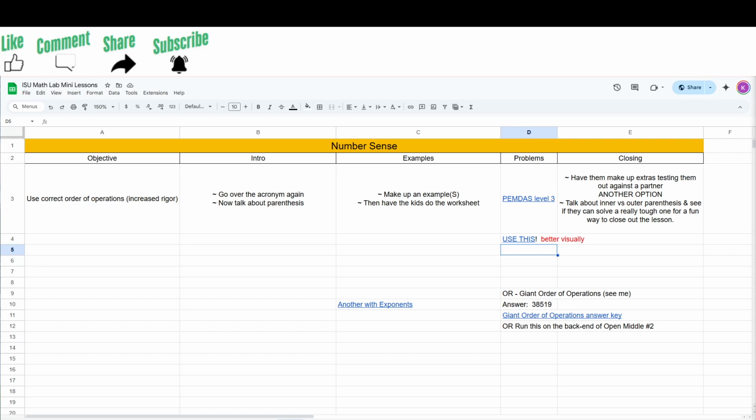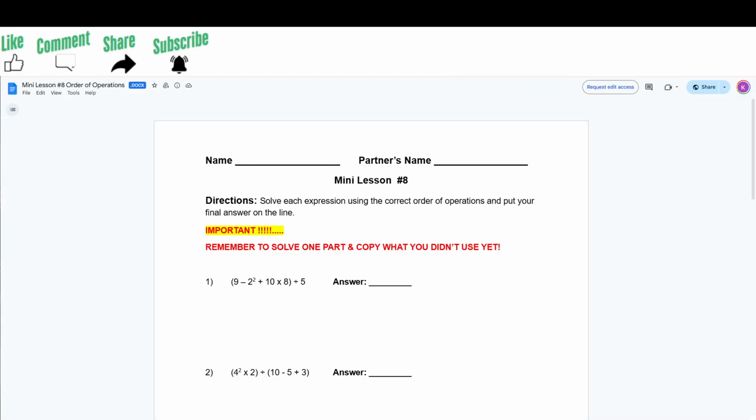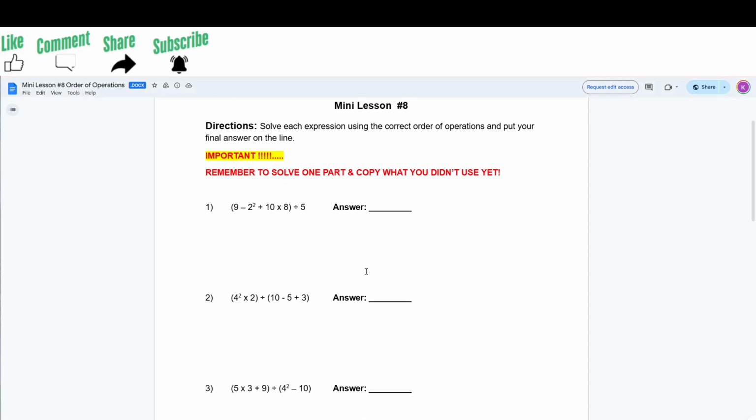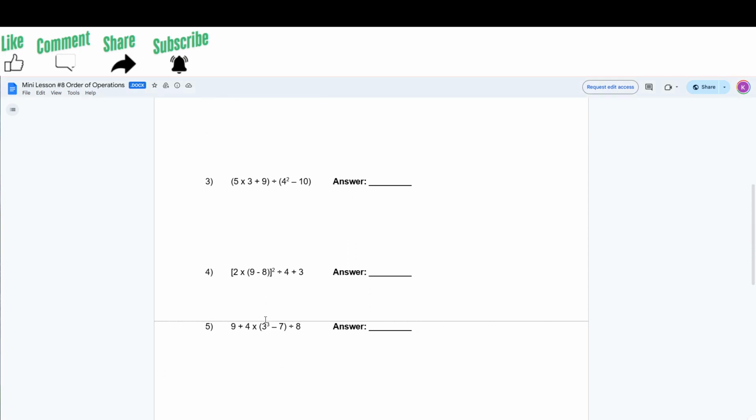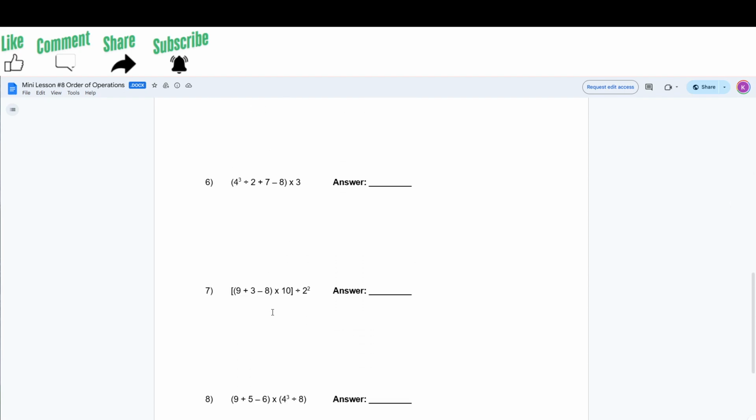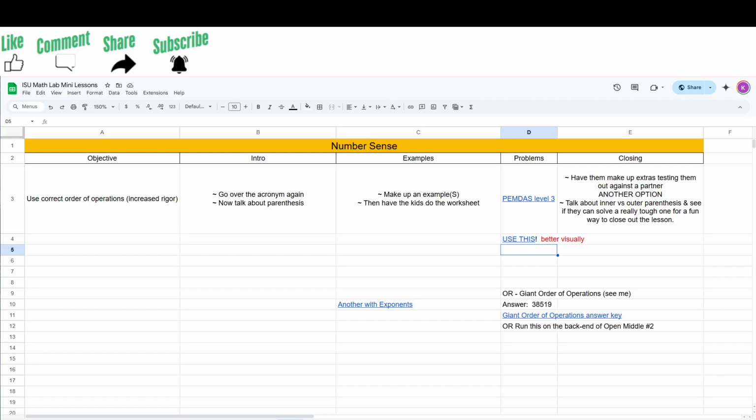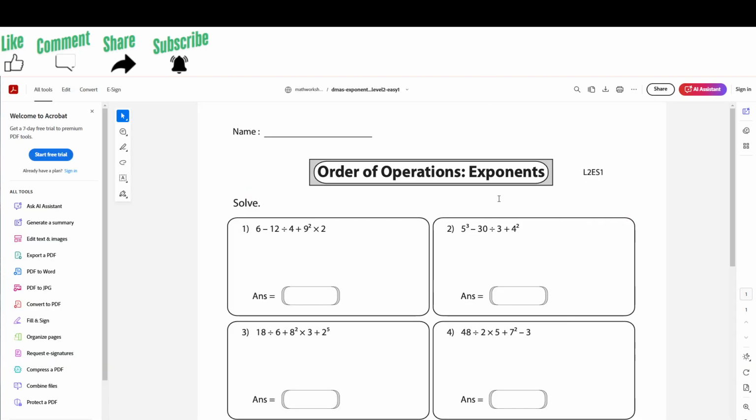Looking at this mini lesson, we have some options. If we feel the students need more, we could use the PEMDAS Level 3 worksheet, which is actually going to be this one here. So that's this. And we can deliver it in whatever manner we see fit. I'm just going to scroll through just so you can get an idea of the types of problems. So they are a little bit more rigorous. Or we could use the worksheet titled Another with Exponents, which is right there. And again, slightly more rigorous problems you can see here.